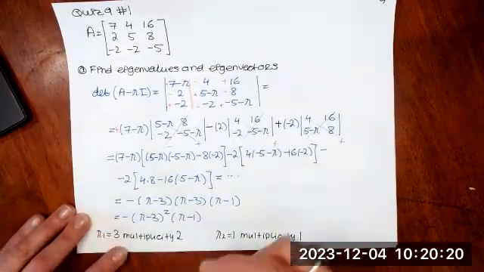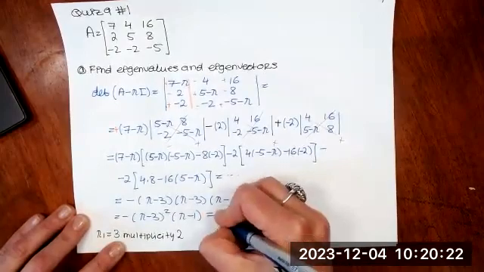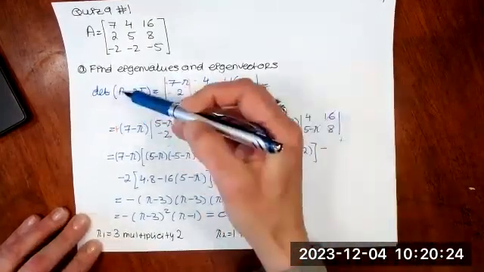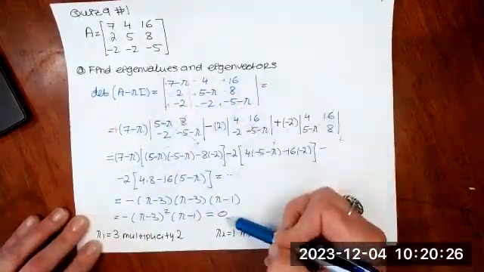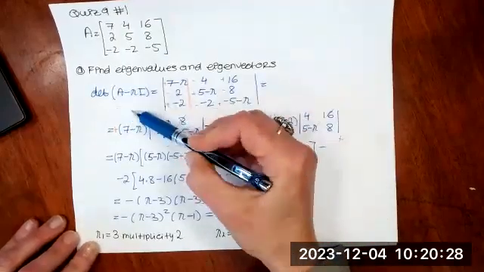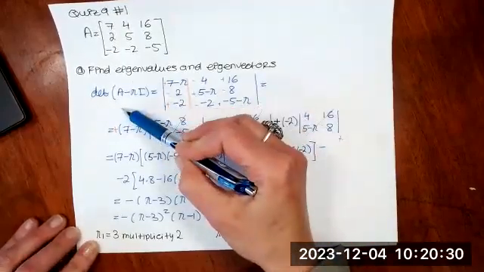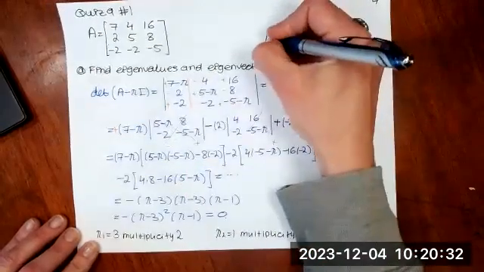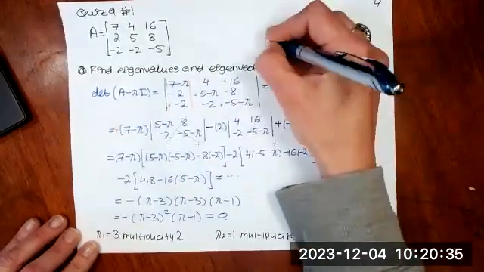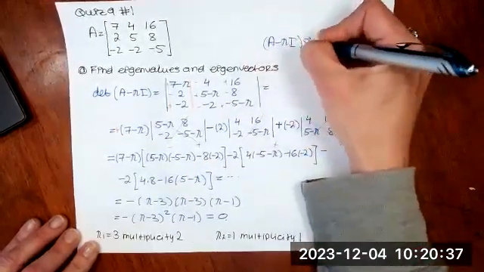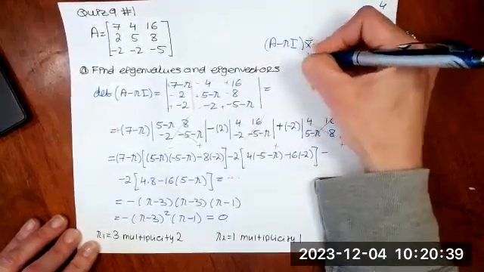Remember, this is our characteristic equation, so we have to set this equal to 0, because our condition is that the determinant of this matrix equals 0, so that this matrix is singular, so that the equation A minus lambda I times X equals 0 has a non-trivial solution.